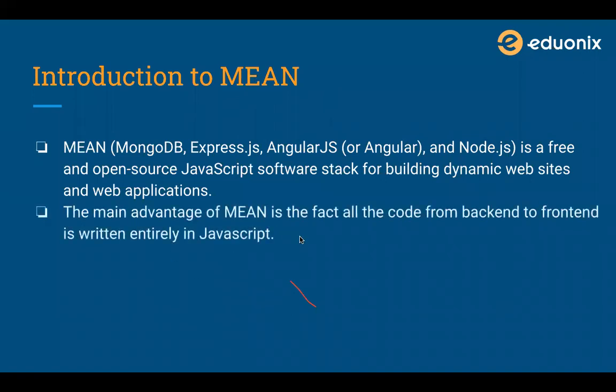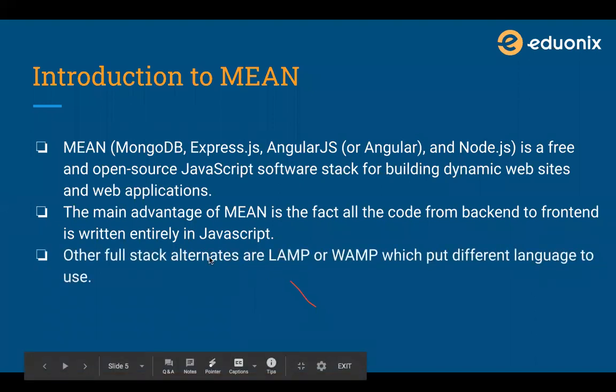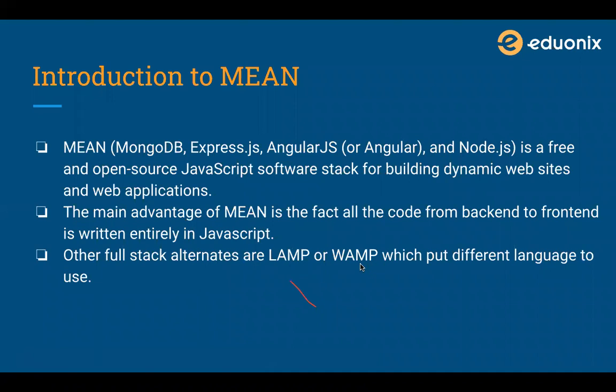Now, the main advantage is that all code from the front end to the back end is written purely in JavaScript. So you don't need to learn multiple frameworks like in Java. If you write the backend in Java, in the front end you would have to use HTML or CSS or JSP. So the complexity which is there with other frameworks is reduced if you use the MEAN stack. Now, the problem with other stacks like LAMP or WAMP or Java is that they actually have different languages. And because of those different languages, you have to master two techniques or two languages in order to create a full stack application.